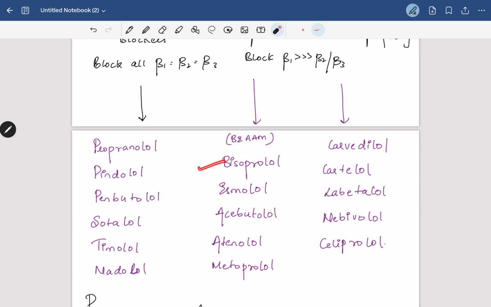B-ARM, that is bisoprolol, esmolol, acebutolol, atenolol and metoprolol. Then the third generation, with drugs that have vasodilatory property, we have carvedilol, carteolol, labetalol, nebivolol and celiprolol.